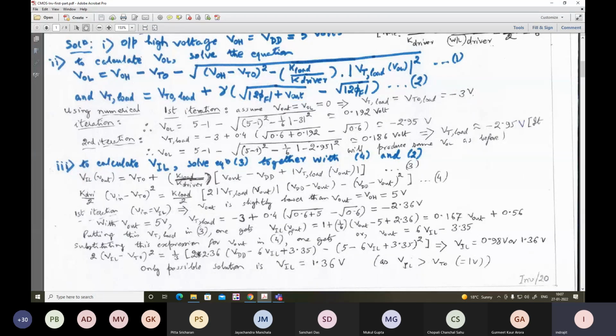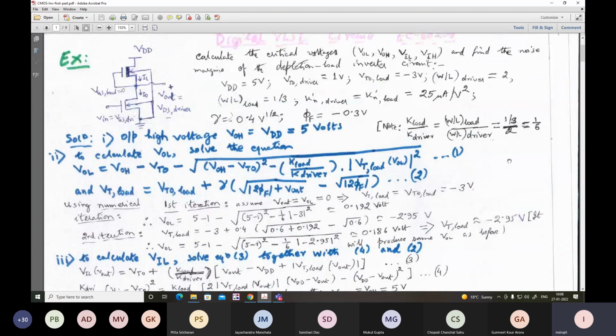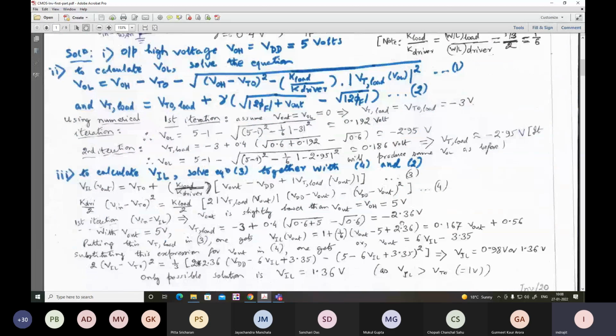We solve them by simultaneously solving this equation and the current voltage equation, because we know the other numerical values. So what we get, first the VIL value, there are two choices for solving the quadratic, but obviously VIL is definitely somewhat higher than the threshold voltage. And what is the threshold voltage of the driver transistor? That is given to be 1 volt. So 0.98 is not admissible. We take the 1.36 volt solution.